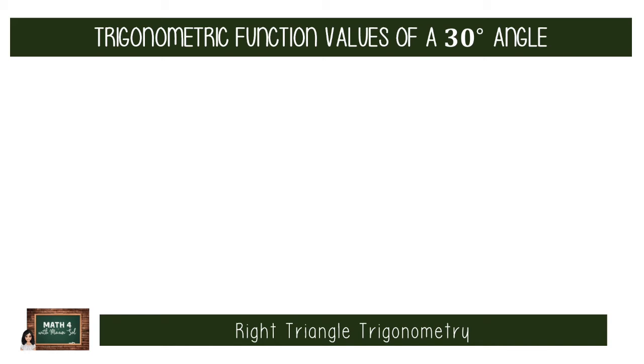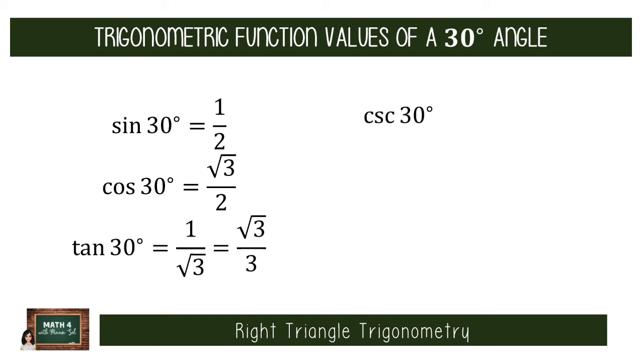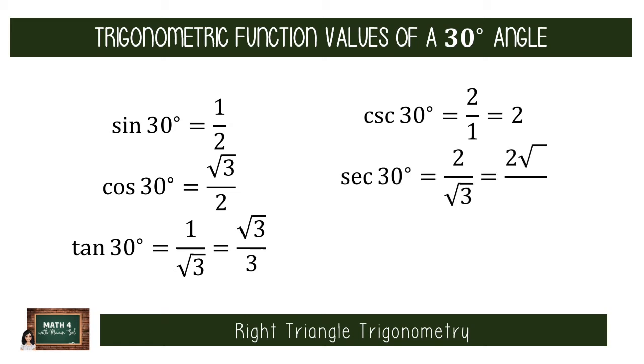We also obtain the reciprocal function values of a 30-degree angle. So cosecant 30 degrees will be 2 over 1, or 2. Secant 30 degrees will be 2 over the square root of 3, or 2 square root of 3 over 3. And cotangent 30 degrees will be the square root of 3 over 2 all over 1/2, or simply the square root of 3.